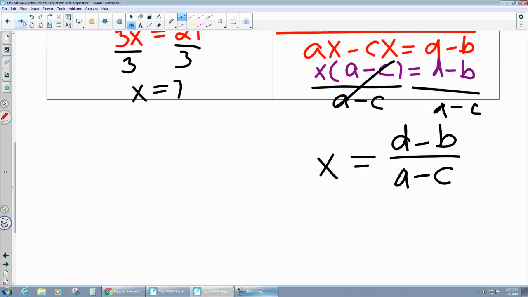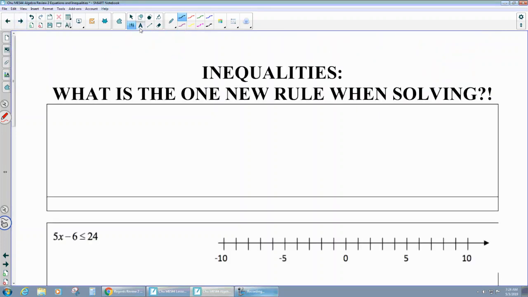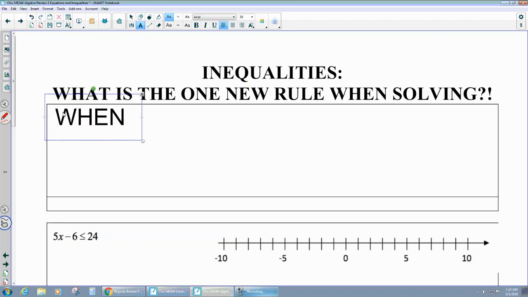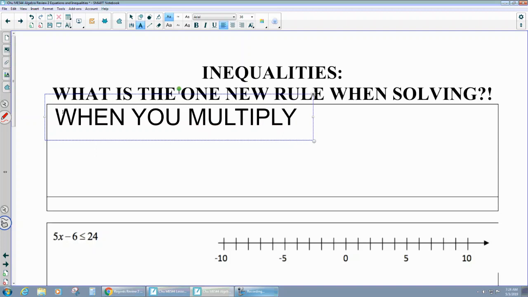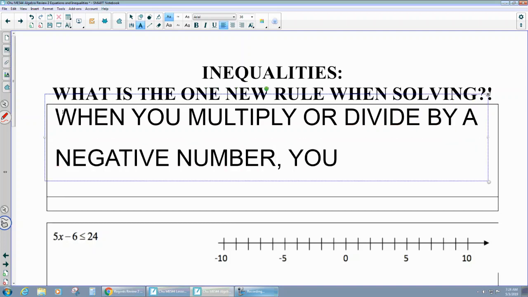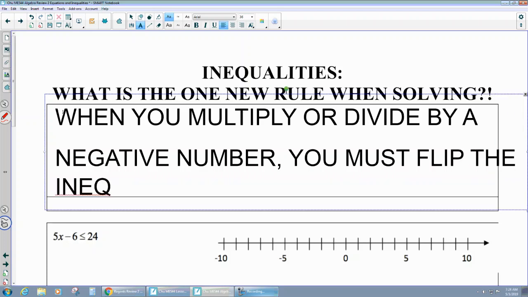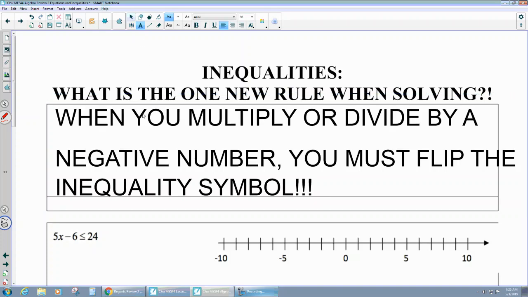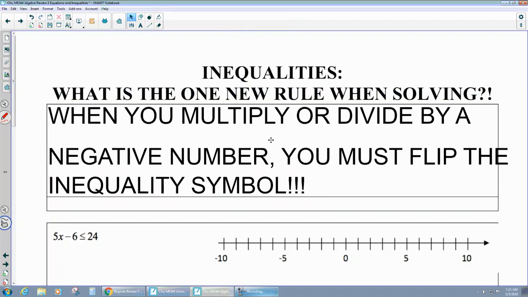Okay, so let's continue. We're going to talk about inequalities now, and I need you guys to write this nice and big. I'm going to be making sure that it's written in capitals and big, and it's very noticeable. So when you multiply or divide by a negative number, you must flip the inequality symbol. Okay, so anytime you multiply or divide by a negative number, you have to flip the inequality symbol.